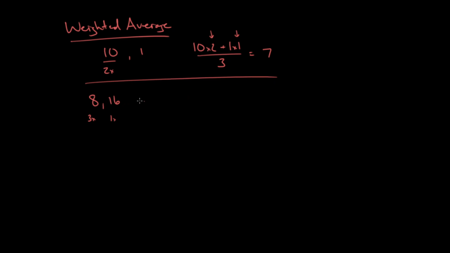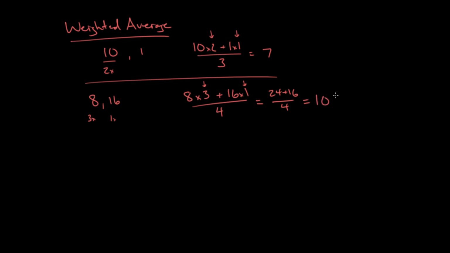I'm going to take my 8, and I'm going to multiply it by 3. I care about it 3 times as much. I'm going to add that to 16, which I only care 1 times as much about. And I'm going to divide by, well, how many parts do I have? I have 3 here, and I have 1 here. So in total, I've got 4 parts. When I add these together, this is 24 plus 16 over 4. So that's 40 divided by 4, which is 10.